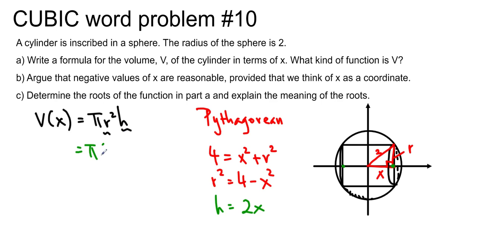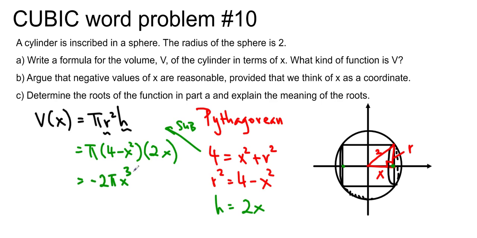Pi times 4 minus x squared times 2x. And we get this from here, so we're just substituting it. Okay, and then we're going to put this in standard form, so it becomes negative 2 pi x cubed plus 8 pi x. And that is the volume in terms of x, V of x.